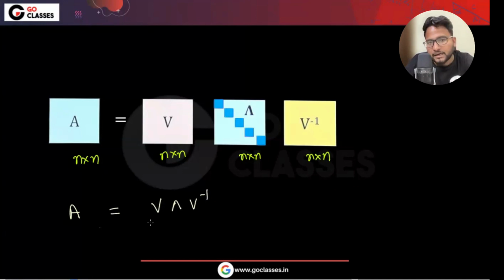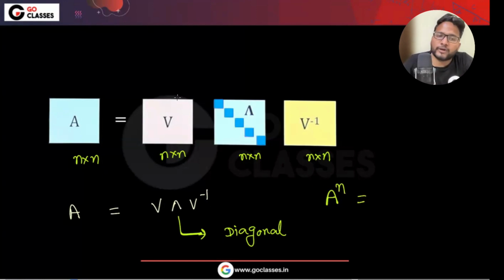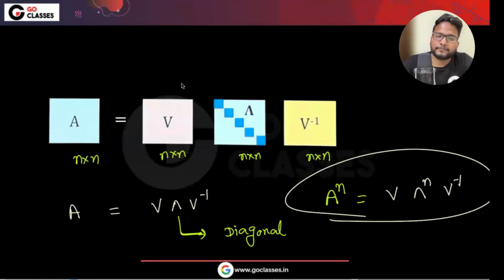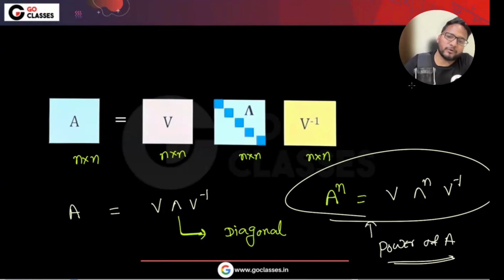The benefit is that this middle matrix is a diagonal matrix. So if you want to find the power of A, then it is actually very easy. Why? Because you can easily say that the power of A will be this. Very easily you can find the power of A. So in finding the power of A, this diagonalization is very helpful. You can easily find the power of any matrix.